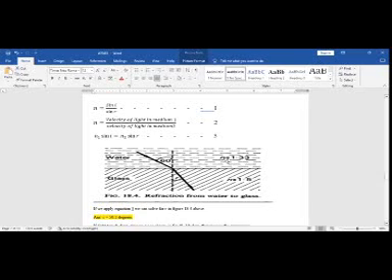So assuming we have this to be N1, our N1 here is 1.33, our N2 here is 1.50. And then we have the incident angle to be 60. So if you are asked to find the refracted angle R, all you need to do is to do a simple substitution.